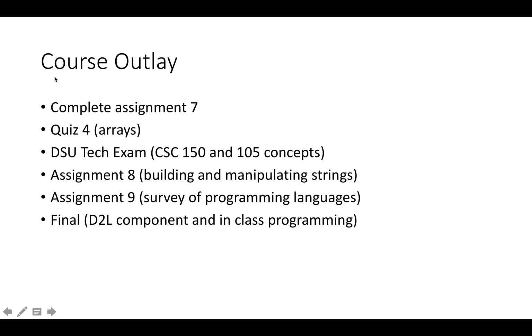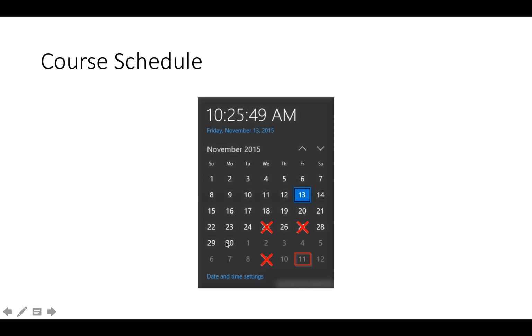So the things that we'll be doing before class finishes: we're going to be completing assignment 7. I'm probably going to give you quiz 4 next week, dealing with arrays. I'm also going to be giving you the DSC Tech exam next week. That deals with CSC 150 and 105 concepts. And then there's 2 more assignments, which I will be giving you to work on the 30th, and then have them completed by the 8th.